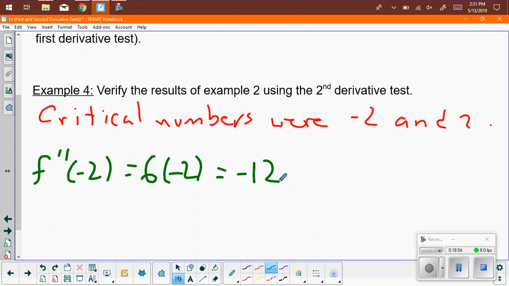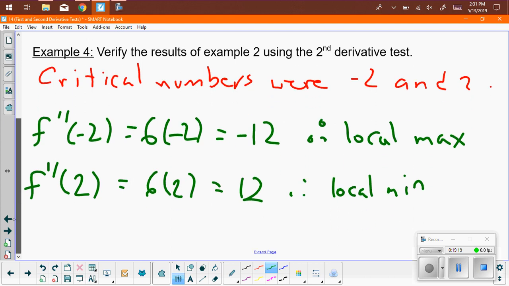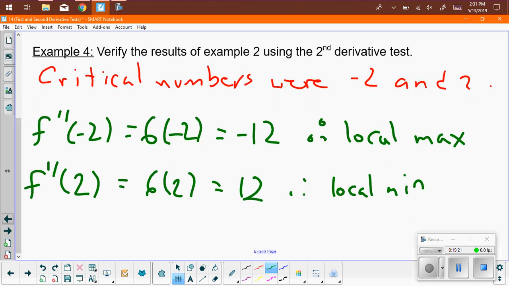Therefore, it's a local max. This means I'm concave down in that region, so it's a max, and that's what we discovered before. Similarly, if I do f double prime of 2, that's 6 times 2, which is +12. So therefore, a local minimum. It's positive, which means it's concave up, and I have to have a minimum.